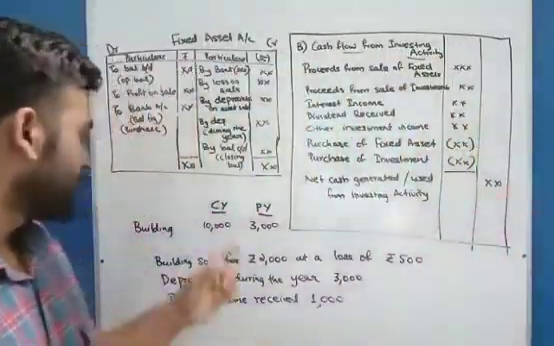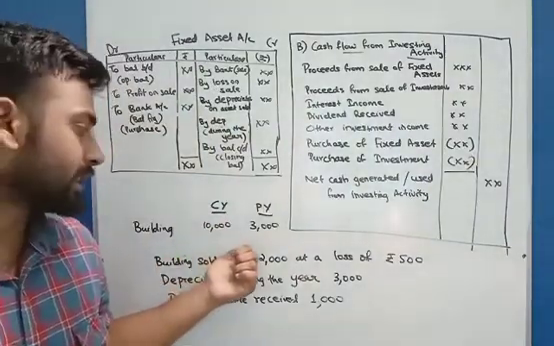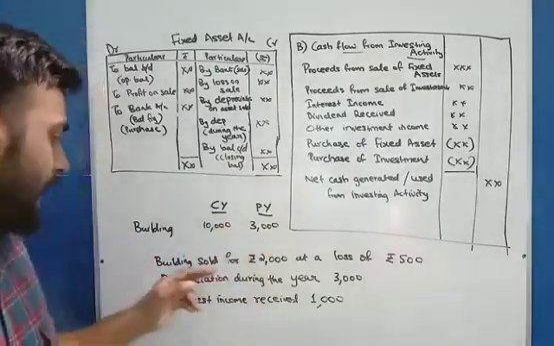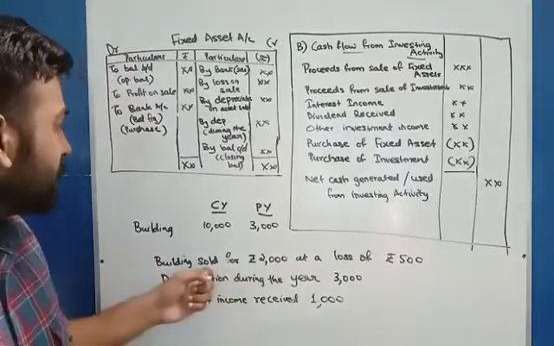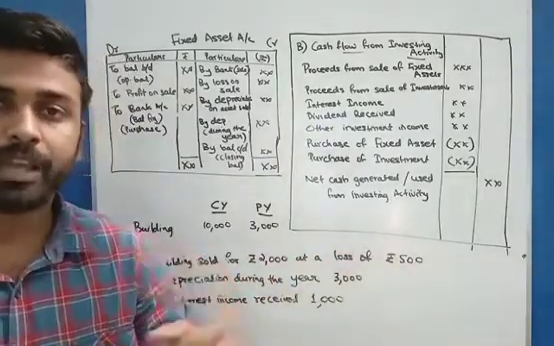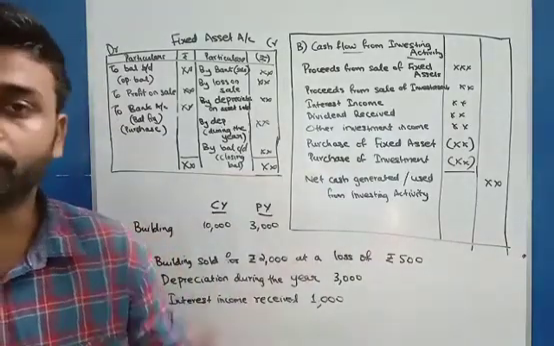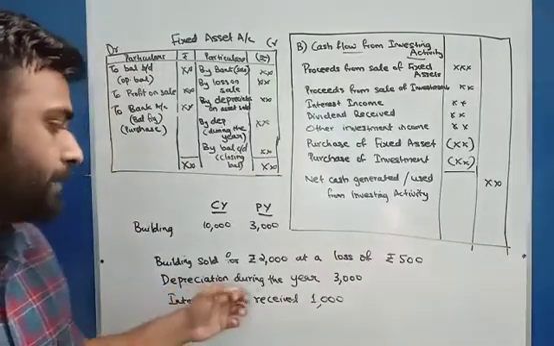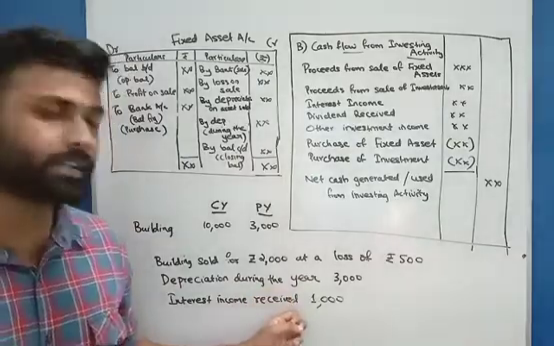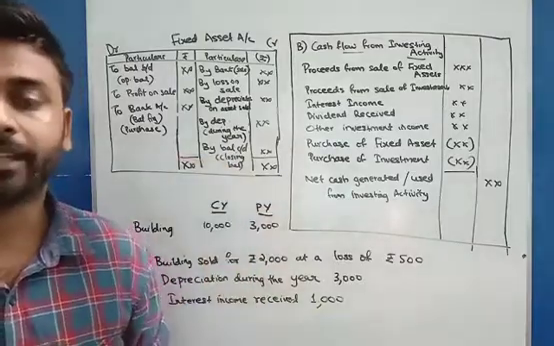I will give one example. In the balance sheet, the building value is given as 10,000 for the current year and 3,000 for the previous year. In the adjustments it is given that the building was sold for 2,000 at a loss of 500. That means we sold it for 2,000, so we receive 2,000 cash, but there was a loss of 500 rupees. Depreciation during the year was 3,000, and the interest income received is 1,000. Find the cash flow from investing activity.